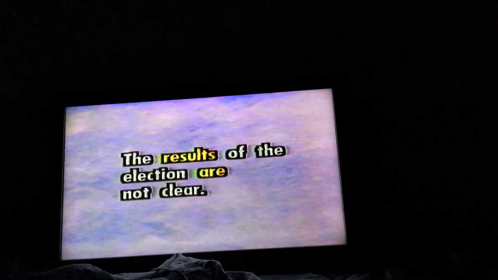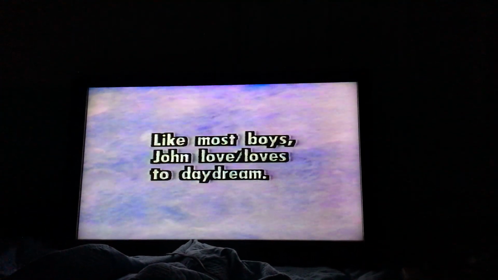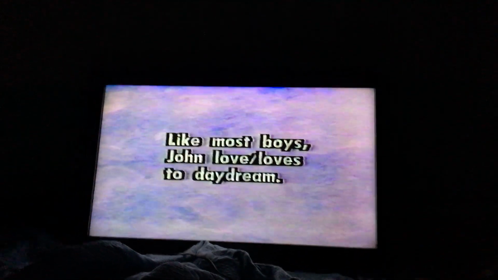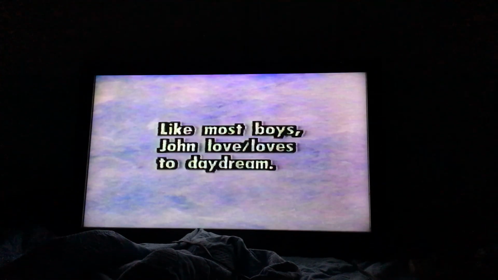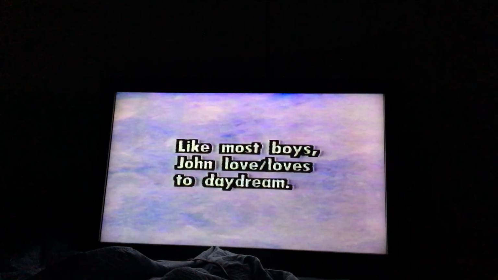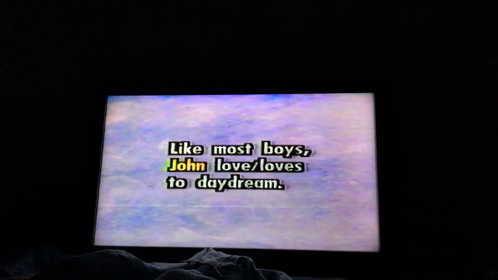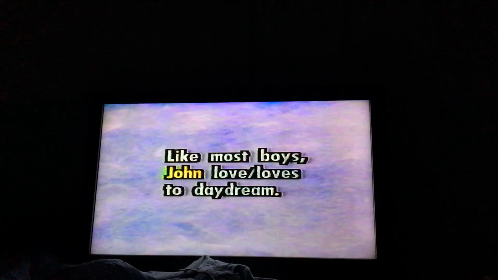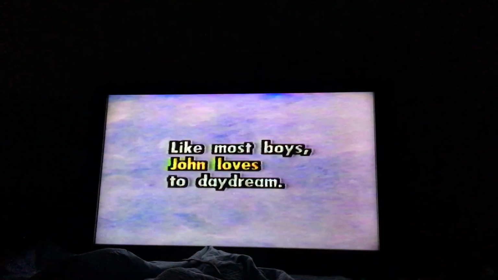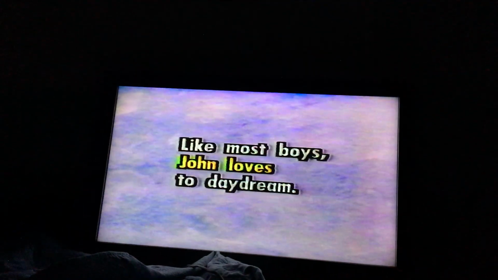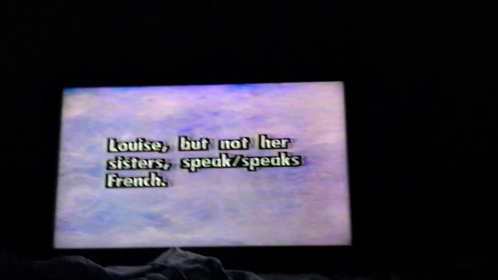Now, this sentence. Like most boys, John loves to daydream. Which is the subject? Boys or John? That's right, it's John. So, which is the correct form of the verb? Love or loves? Loves, of course. John loves to daydream. One more, and this is a bit more difficult.